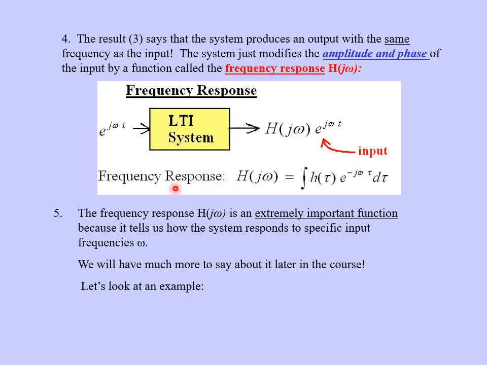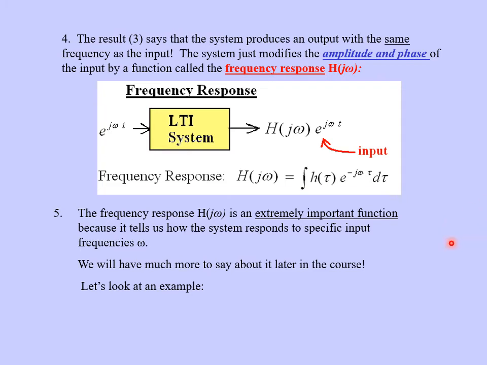And once again, the frequency response, we got this from the last slide, we can calculate what the frequency response of the system is by taking the integral of the impulse response, h of tau, times e to the minus j omega tau, and integrating that over tau. All right, and so we'll be doing examples of this shortly, which will give you a little more experience with this. Just a final note here that the frequency response, H of j omega, is an extremely important function because it tells us how the system responds to specific input frequencies. And so we'll be dealing with frequency response throughout the rest of the course.